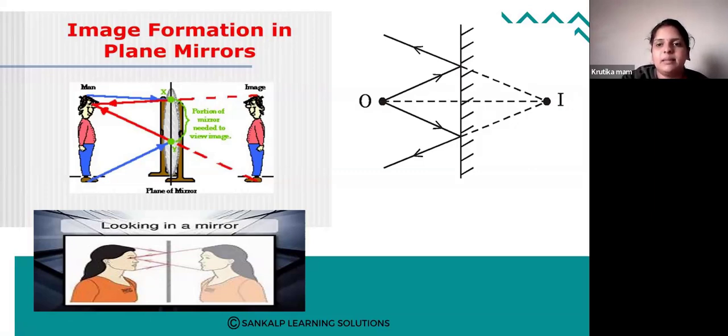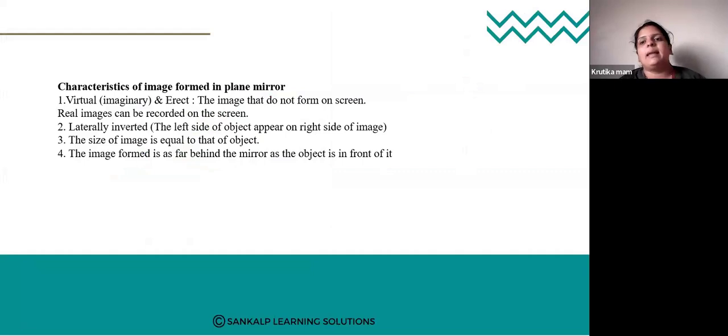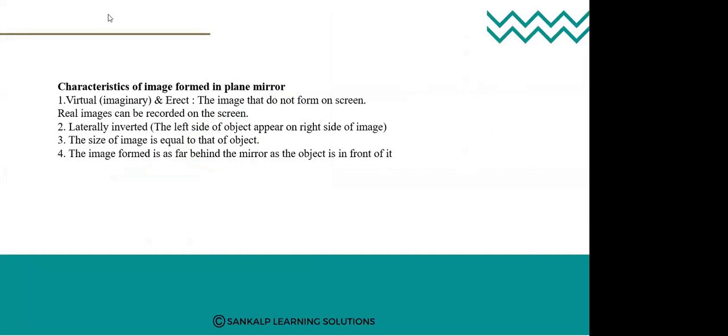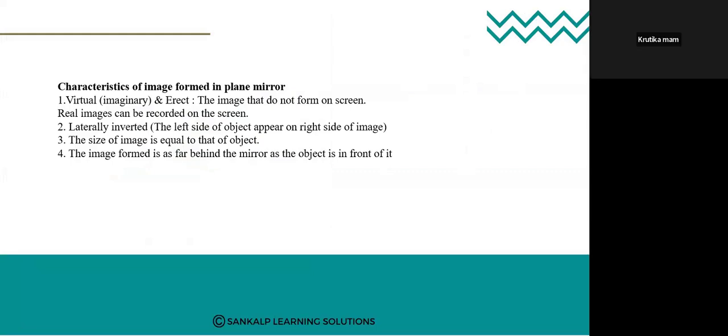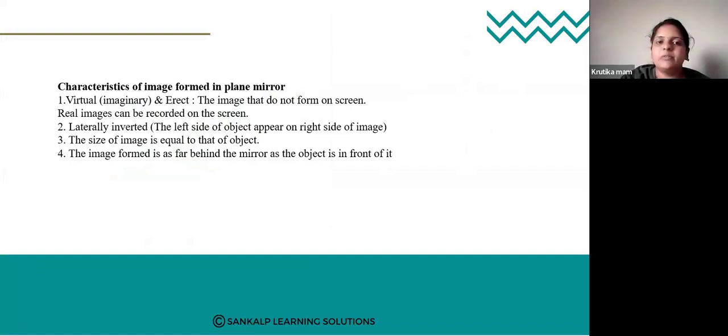ಹಾಗಾದ್ರೆ plane mirror ಇಂದ ಏನು image ಬರುತ್ತೆ, what are the characteristics of that? Let us see. So what are the different characteristics of the image formed by the plane mirrors? The first one, the plane mirror images are virtual and erect. So what do you mean by the virtual?